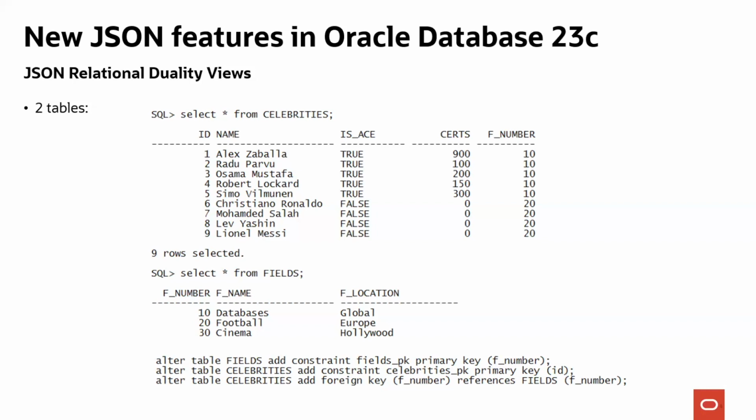So that's why we have the fields table, which has 3 fields. One is called databases, one is called football, and one is called cinema. And each one has a number: 10, 20, and 30. Also, the celebrities have an ID from 1 to 9. And in order to have duality views work, look at the bottom of the slide. You need to have a primary key on the tables, and you need to have a foreign key constraint, which from the celebrities table references the fields table. That's why we are using the field number in both tables.